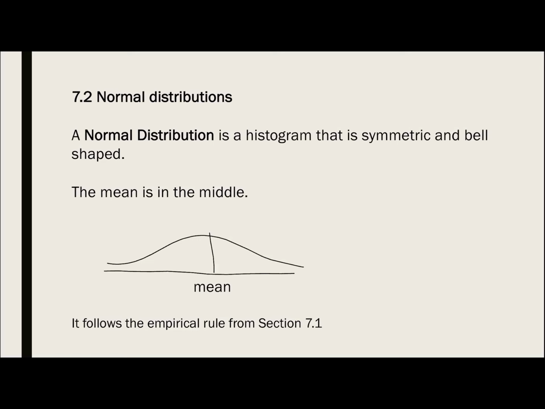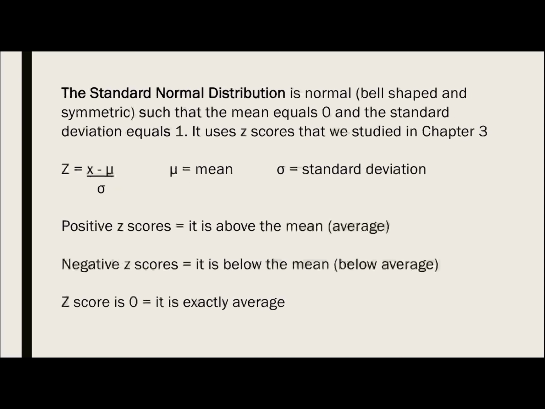7.2 Normal distributions. A normal distribution is a histogram that is symmetric and bell-shaped. The mean is in the middle. It follows the empirical rule from section 7.1. The standard normal distribution is normal, bell-shaped, and symmetric, such that the mean equals 0 and the standard deviation equals 1. It uses z-scores that we studied in Chapter 3.